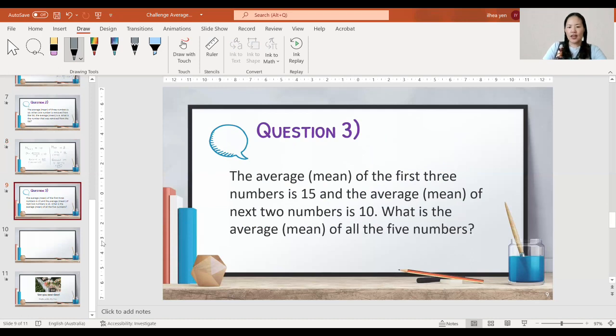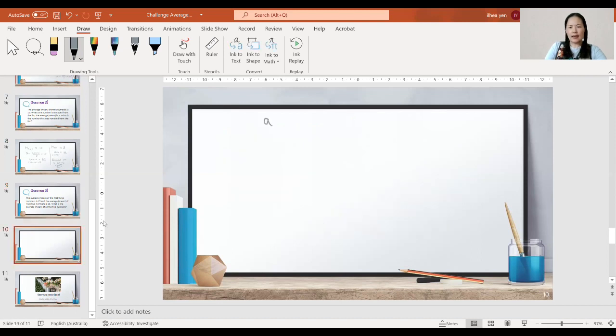Question 3. The average, the mean of the first 3 numbers is 15. And the average, the mean of the next 2 numbers is 10. What is the average, the mean of all the 5 numbers? Wow. So let's pretend there's A, B, C as my first group. D and E is my group 2. Mean of A, B, C is 15. So what is my total score?